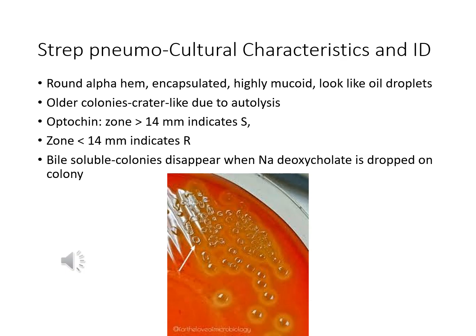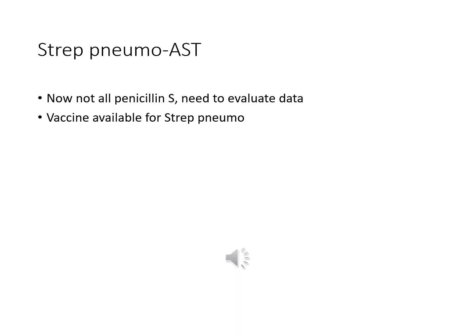We're also going to separate strep pneumo from the Enterococcus using an optochin disc. So this is not used for susceptibility, only for identification. So it is susceptible to optochin, which means your zone size on the optochin disc is going to be larger than 14 millimeters. Then it's susceptible. If the zone is less than 14 millimeters, it indicates resistance. Bile soluble colonies will disappear when sodium deoxycholate is dropped on the colony.